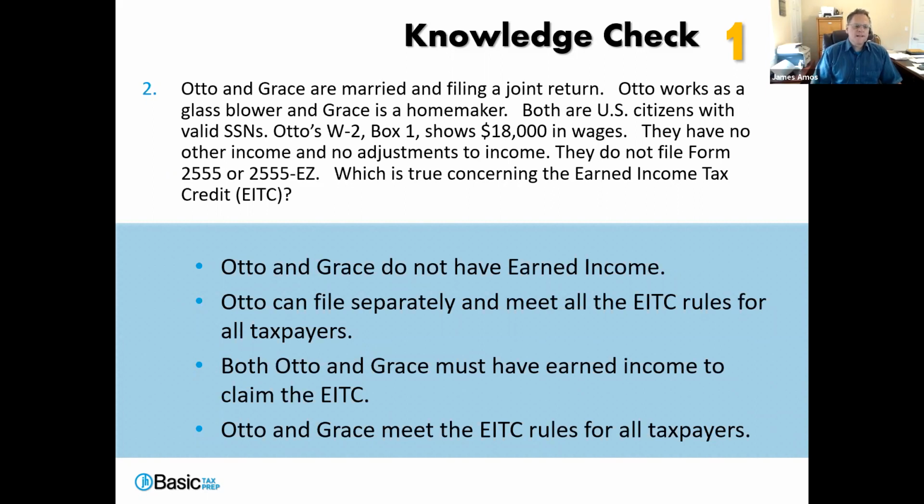Let me stop for a second for those of you who don't know. Form 2555 is the form that you do for foreign earned income exclusion. Remember, that's one of the rules, no foreign earned income exclusion. That's why it's giving you that. So they do not file Form 2555, which is true concerning their earned income tax credit. And go ahead and type in your answer.